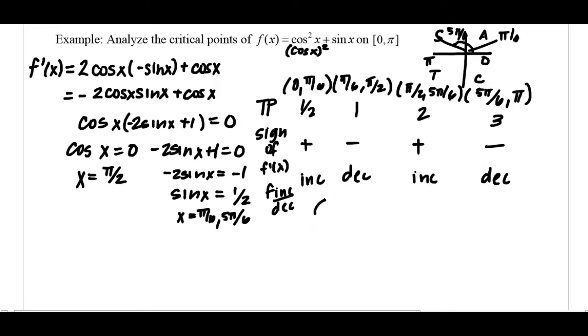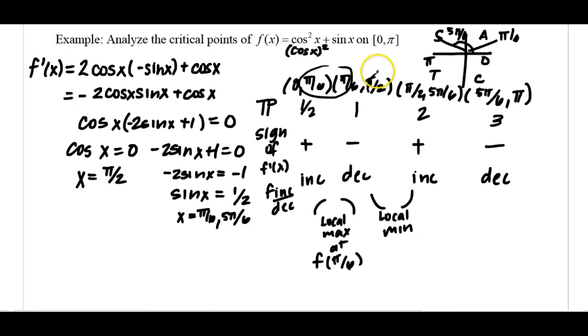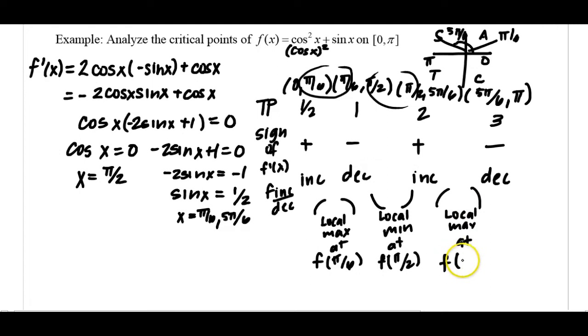So we have a graph that's changing from increasing to decreasing at pi over 6. So there is a local max at f of pi over 6. And then we have a graph that's changing from decreasing to increasing. So we have a local min at f of pi over 2, and then finally we're changing from increasing to decreasing, so we again have another local max at f of 5 pi over 6.